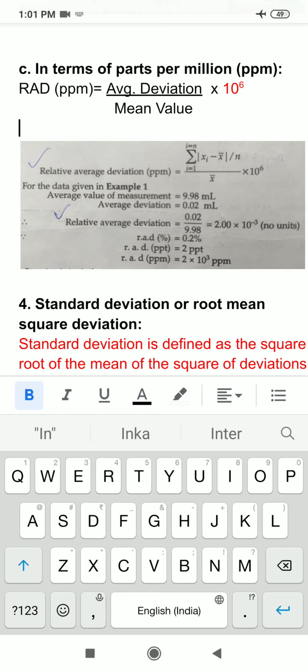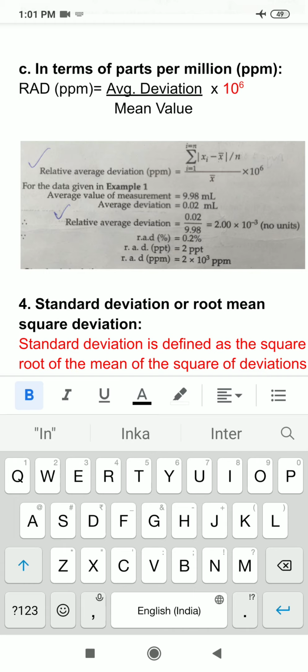So if I multiply this by 100, 10 to the power 2 will cancel 2 powers of 10 to the power minus 3. So I will be left with 2 into 10 to the power minus 1, and 2 into 10 to the power minus 1 will be equal to 2 by 10, or that comes out to be equal to 0.02%.